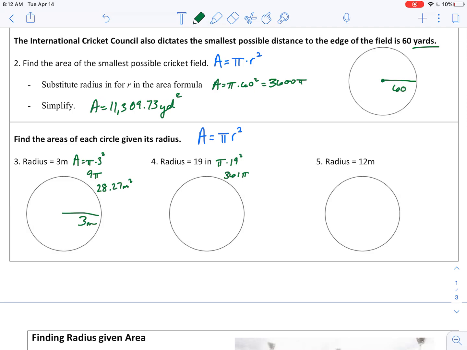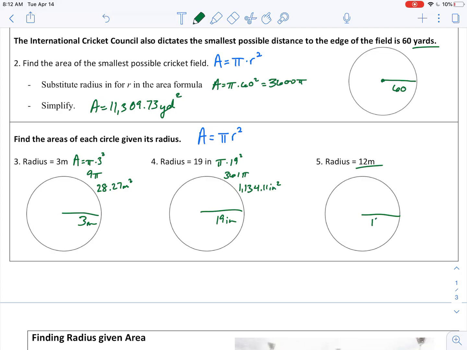So again, you could always do pi times 19 squared, or you could leave this as 361 pi. But if you really want to, if you're more of a fan of decimals, then this would be 1,134.11 square inches.